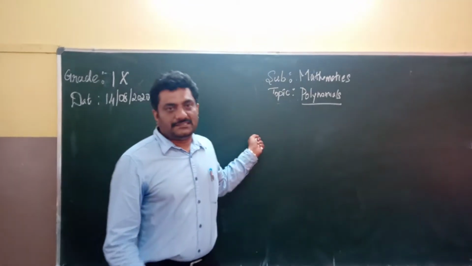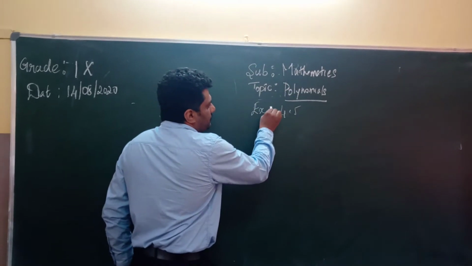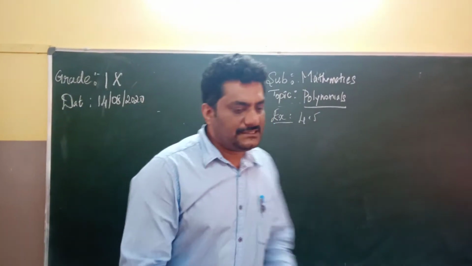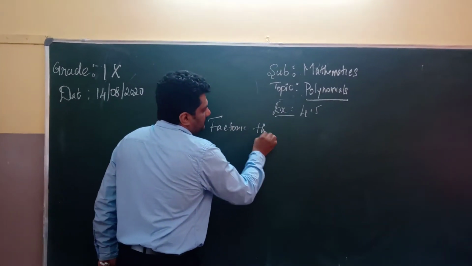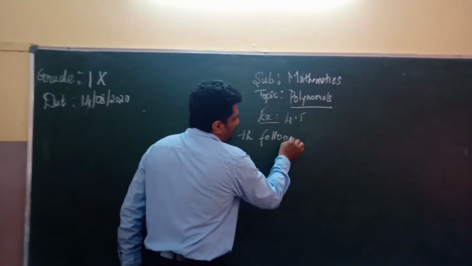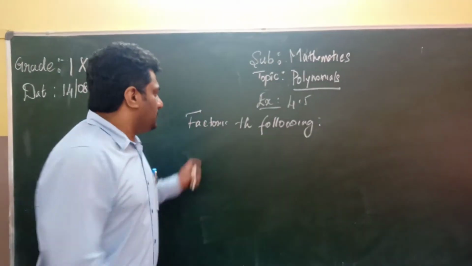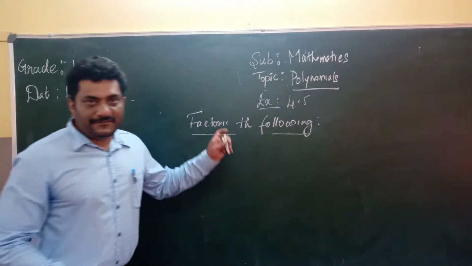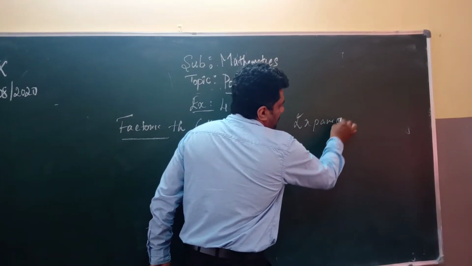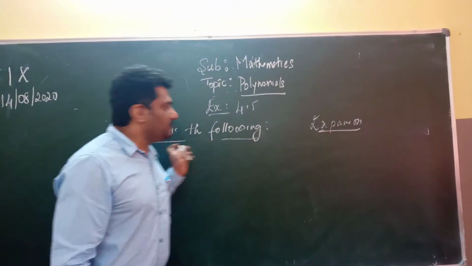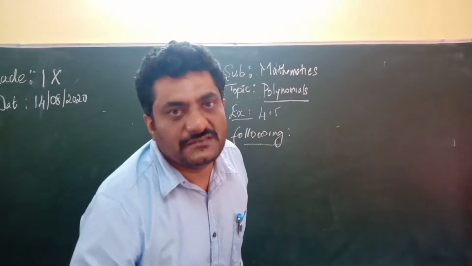In the previous exercise, we had stopped in Exercise 4.5. The sum is: factorize the following. Now, what are we factorizing here? Before this, we did expansion. Expansion we did, now we are doing the factorize. That means whatever is being expanded, we have to get it in the short term.